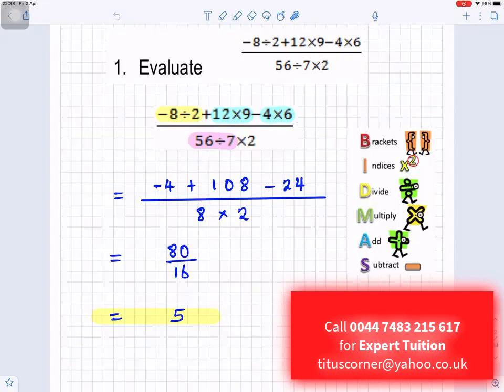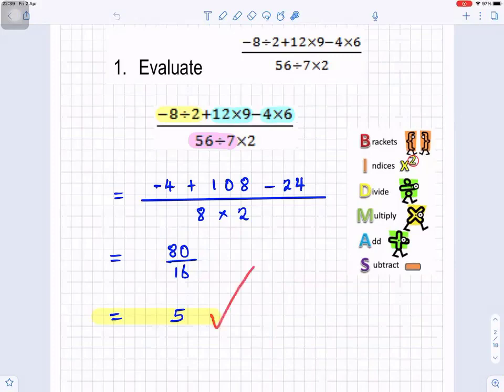Is there a multiply? Yes, there is a multiply. 12 times 9 minus 4 times 6 and 8 times 2. So we'll do 12 times 9, you get 108. Minus 4 times 6, it gives you minus 24. After that, is there an add or subtract? Yes, and we can do that in any order. Minus 4 plus 108 minus 24, it gives you 80. 8 times 2, it gives you 16. And 80 divided by 16, it gives you 5.